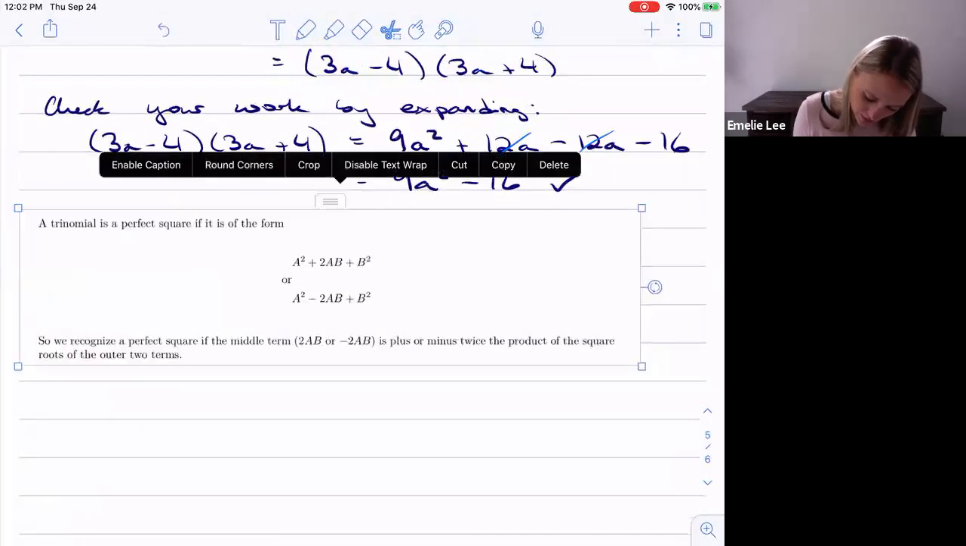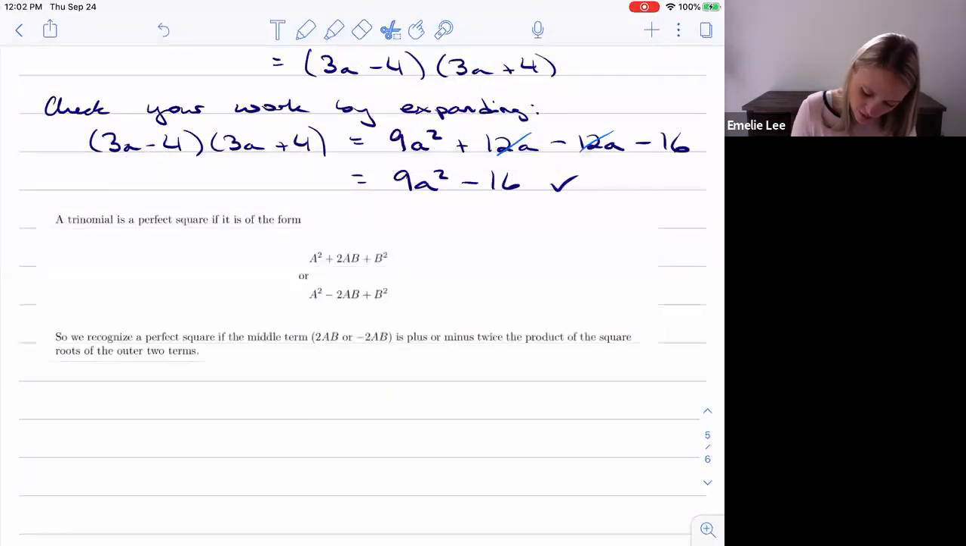But we did talk about them already. So, just some terminology. A trinomial, remember, is a polynomial with 3 terms. 1, 2, 3 terms. 1, 2, 3 terms. So each of these are trinomials. So a trinomial is a perfect square if it's of the form a squared plus 2ab plus b squared, or a squared minus 2ab plus b squared.